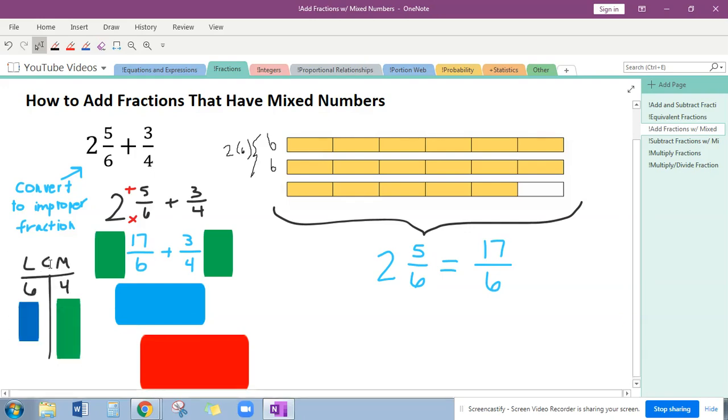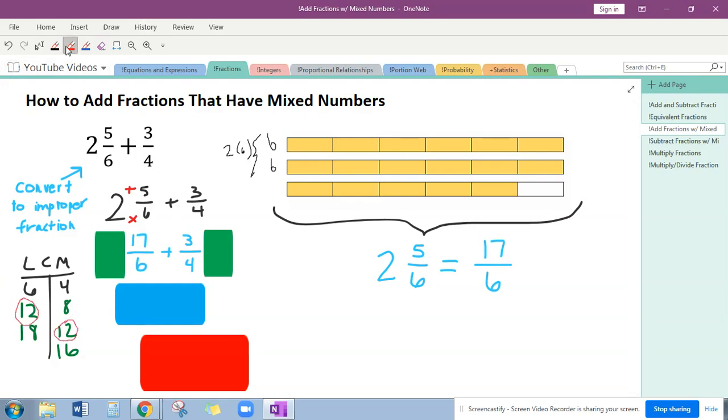Okay, and then now that we have our 2 fractions, we want to find common denominators. So I list out my lowest common multiples. So I list out the multiples of 6 and the multiples of 4. And I want to find the lowest one that they have in common. So that's going to be 12 and 12. Alright, so that's my new denominators. And I know that I multiply this first fraction by 2 because 6 times 2 is 12. And I multiply the other fraction by 3 because 4 times 3 gives me 12.